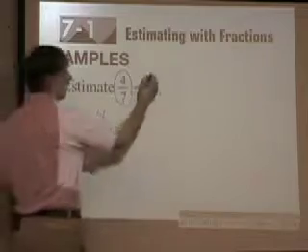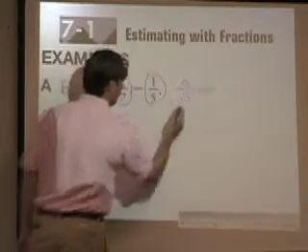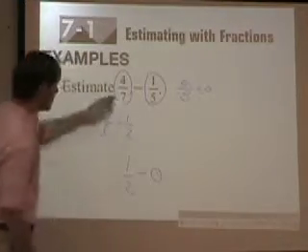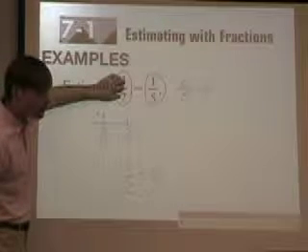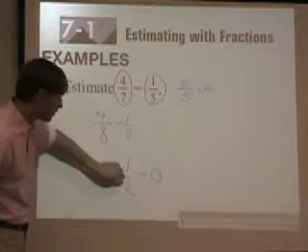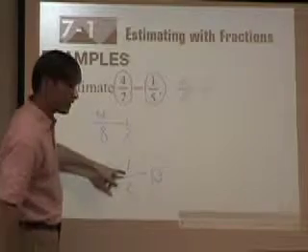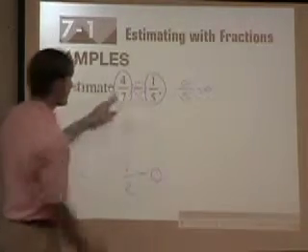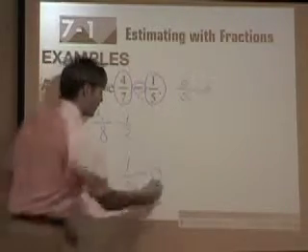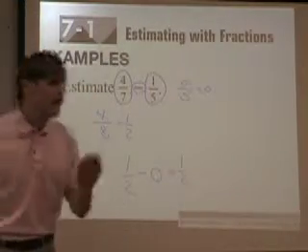Now 1/5 is real close to 0/5, which is 0. So we're going to round this to 0. Do you see we rounded 4/7 to 1/2, and we rounded 1/5 to 0? So I rounded this to 1/2, so I said 1/2 minus 0, which equals 1/2. So you just rounded fractions.